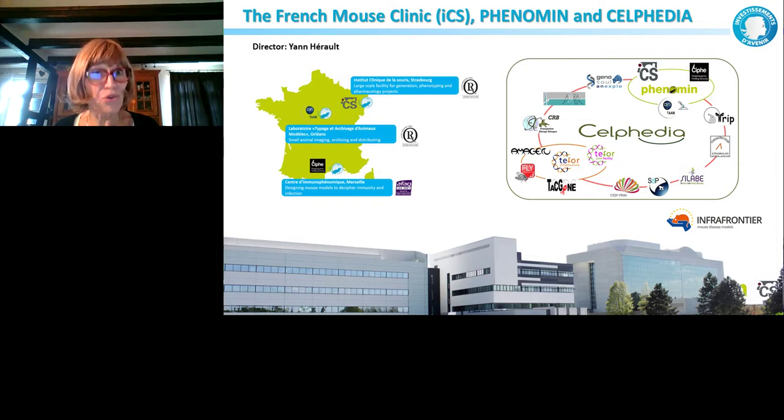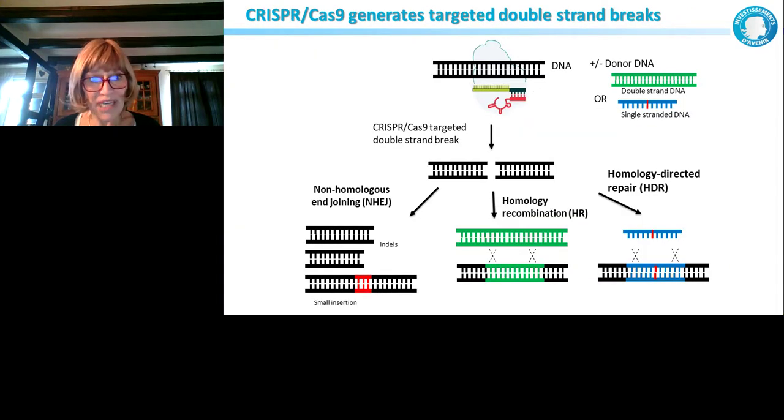Okay, let's go now to CRISPR, and what we can do with it. What CRISPR does is simply generate a double strand break. When we introduce CRISPR in a cell, all it is doing is generating a double strand break. Afterwards, the cell doesn't like to have DNA that is cut, so it will reglue this DNA. That's called non-homologous end joining, and when there are some mistakes, there can be indels or small insertions.